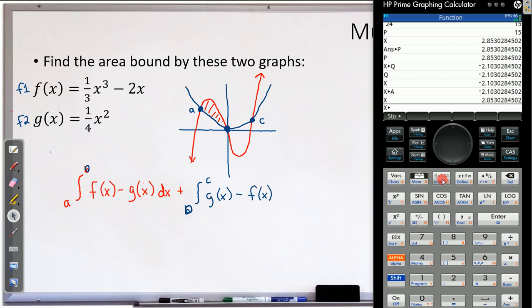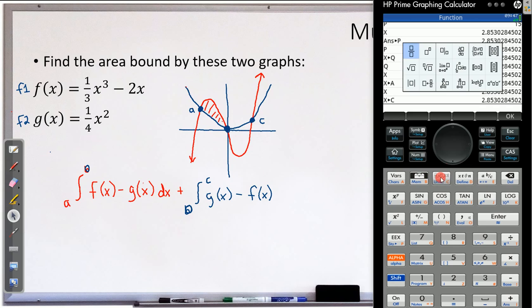C is right. Did I hit Shift? I hit Shift. I don't want to hit Shift. I want Alpha. So Alpha, C, Enter. Now C is stored as that 2.8. So now we simply have to type this into the calculator, and it will give us the answer. So go to the definite integral.